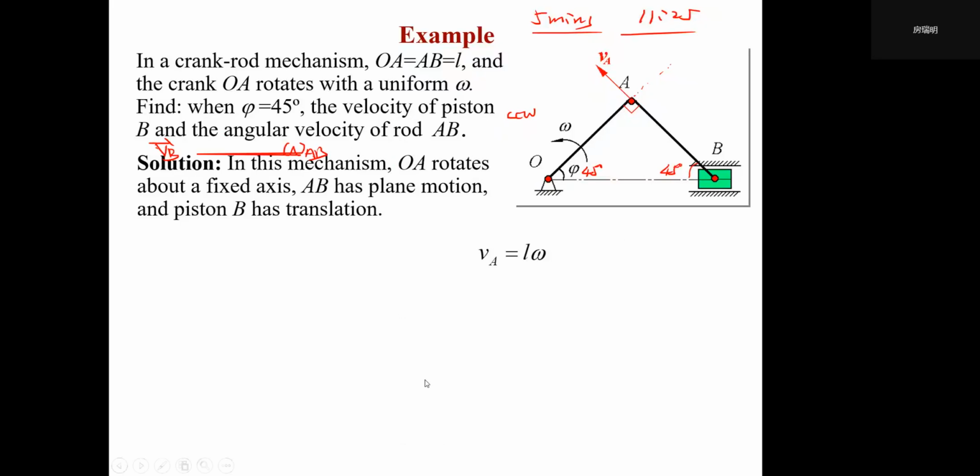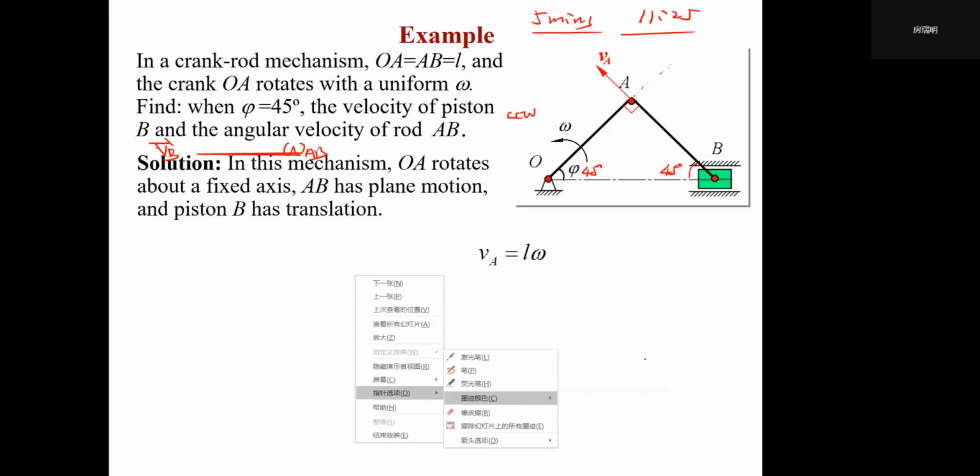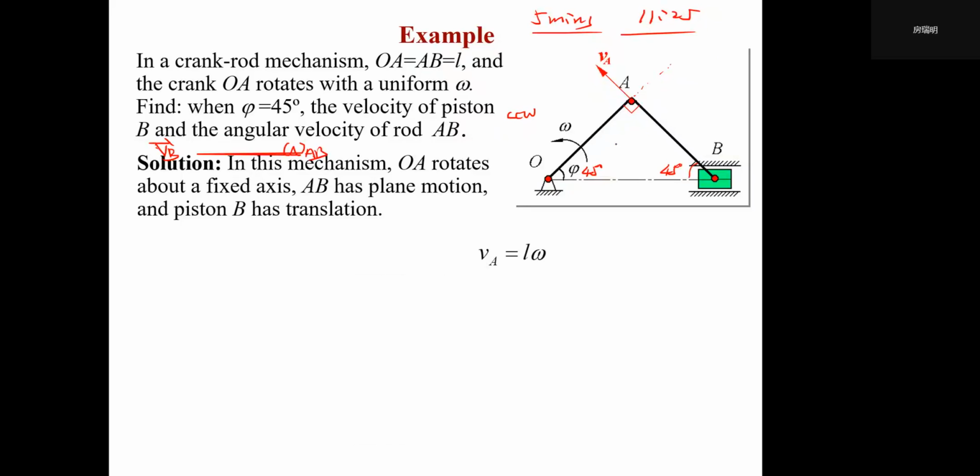Maybe I will change to another color of my pen. Please follow me. Think about when OA rotates along this direction. This point A will always move along a fixed circular trajectory, right? And the force from OA to the piston will be along the direction of AB. From our life experience, when A moves along this direction, this VB, because this fixed slot means the piston can only move along a horizontal line, so I think the most correct direction of VB will be along this direction.